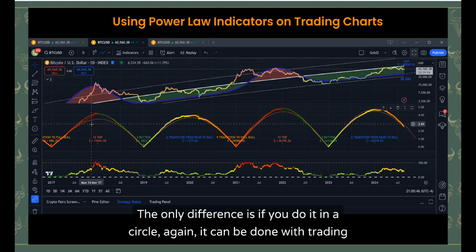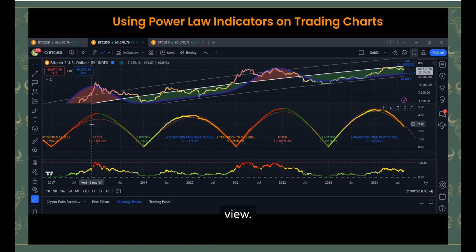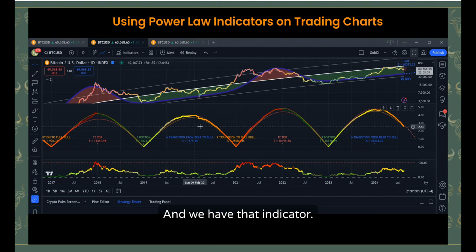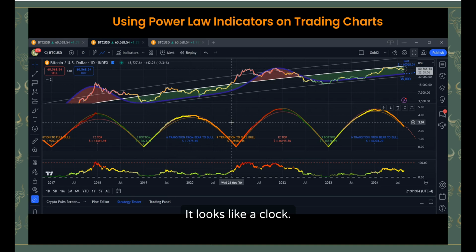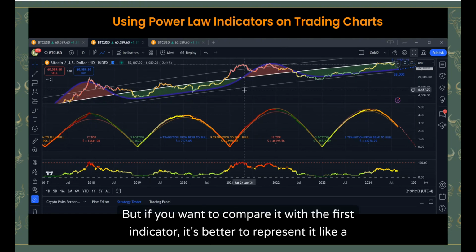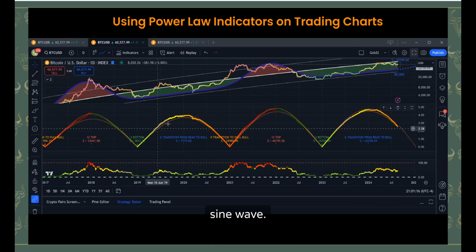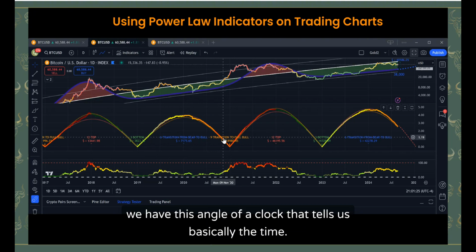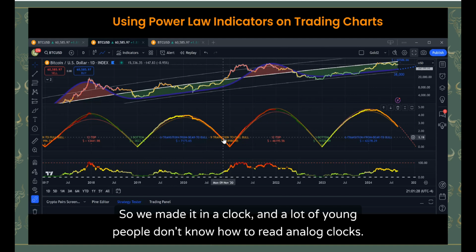The only difference is if you do it in a circle, it can be done with TradingView. Strangely enough, the Luxalgo company helped us to do that, and we have that indicator. It looks like a clock. It's nice to look at, and it helps you a little bit in knowing where you are. But if you want to compare it with the first indicator, it's better to represent it like a sine wave. If you have a clock, and we do represent it like a clock, we have this handle of a clock that tells us basically the time. So we made it in a clock.